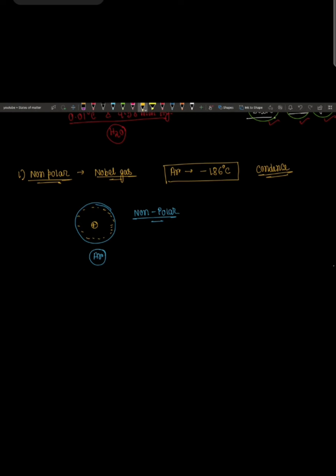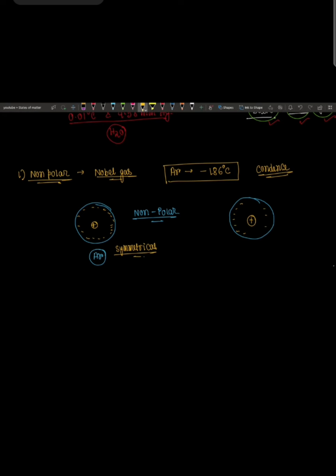But this is a symmetrical system. This diagram is a symmetrical diagram, isn't it? But you know that all the electrons are moving. They're not static, they're dynamic. They're moving from one place to another. So as a result, there can be a particular fraction of a second where this electronic arrangement can rearrange itself in such a way that one side of it gets more electrons than the other side.